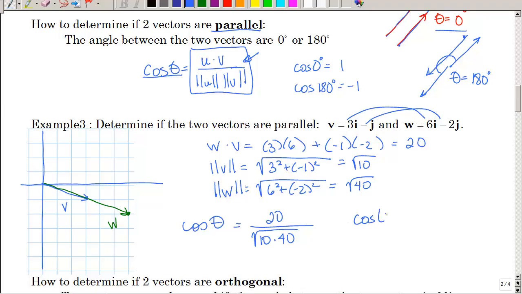So we'd have the cosine of theta equals 20 over the square root of 400. Guess what the square root of 400 is? That's 20. That's 1. So what's that angle? 0 degrees, which of course we saw from the picture. So are they parallel? Yes, they are.